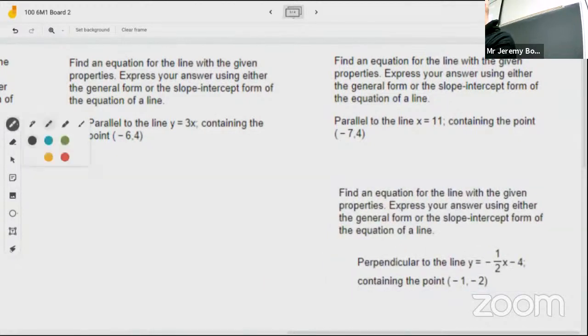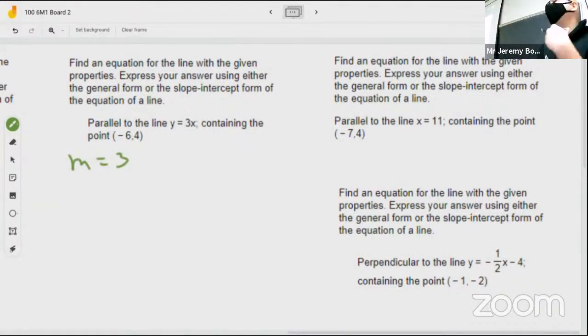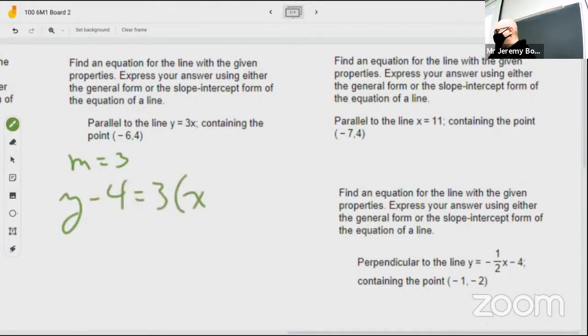So the first one, they're saying it's parallel to the line y equals 3x and it contains that point negative 6, 4. The slope of the line y equals 3x is 3. And our line is going to have the same slope. It's just going to have a different point. So we're going to have a slope of 3 as well. We'll plug that in. It's going to be y minus 4 equal to 3 times x minus negative 6.